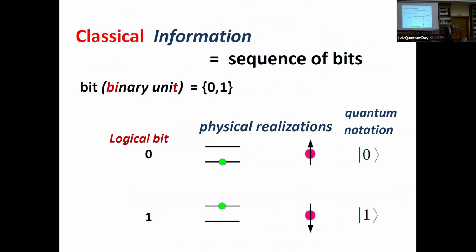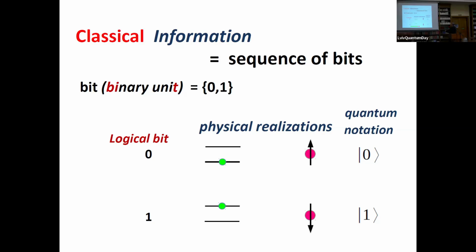What is information? Information, wow, you can convert slides, music, messages into a sequence of numbers and numbers into a sequence of bits. A bit is a binary unit. So a bit is just 0 or 1. A bit is a binary unit. So classical information, in fact, is a sequence of bits. So all this presentation and my voice can be represented as a sequence of bits.